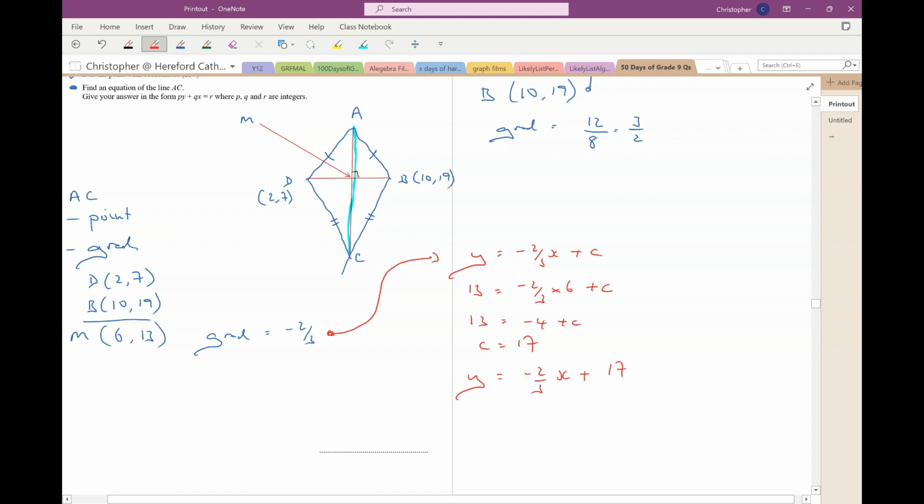But that doesn't completely answer the question because it wants the equation in that form. So multiply everything by 3: 3y equals minus 2x plus 51. Add 2x to both sides: 3y plus 2x equals 51. And there it is in the form that was asked for. And that is question 26 complete.